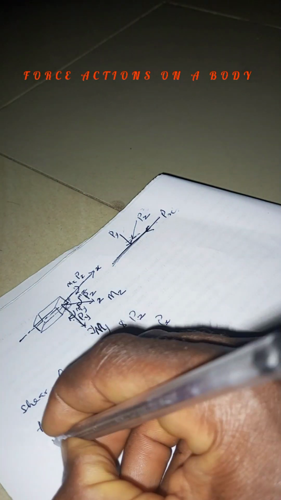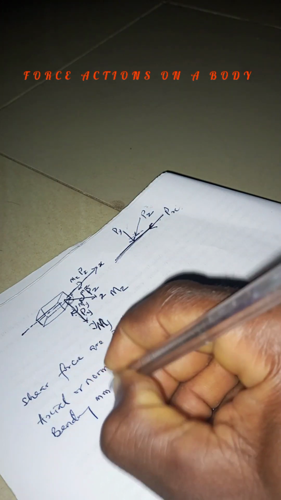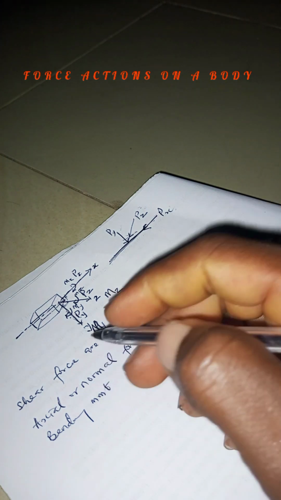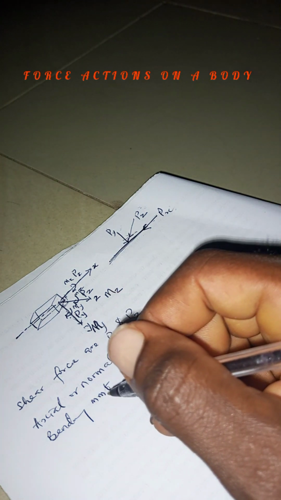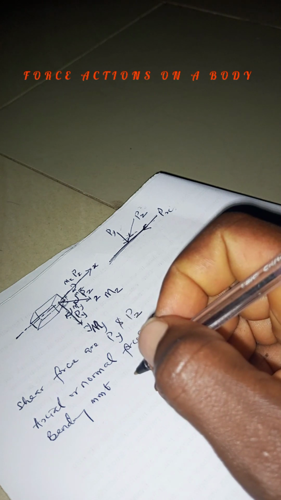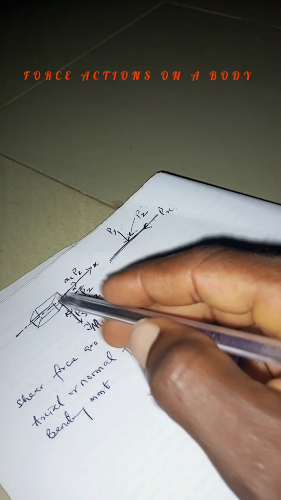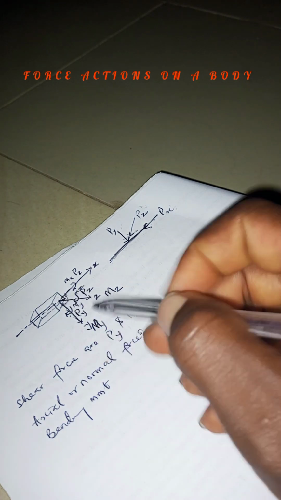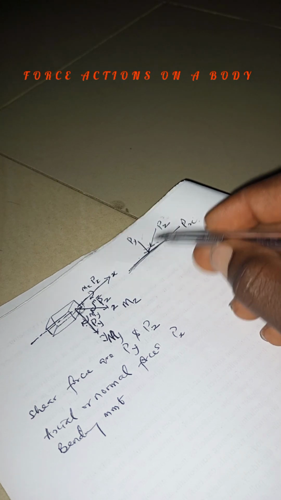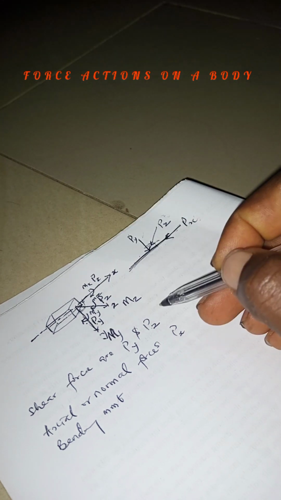Now we have a bending moment. This bending moment is the bending actions about the plane normal to the element axis. What are the planes normal to the element axis? These are the planes normal to the element axis.